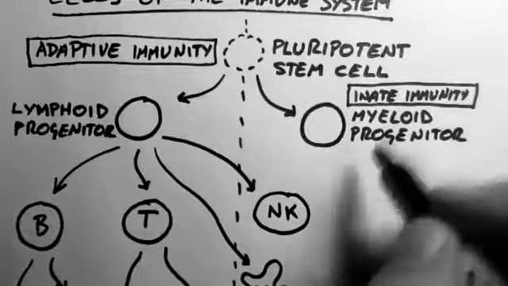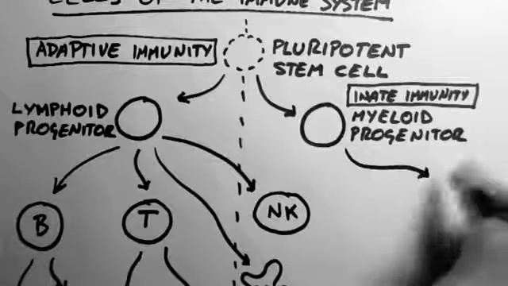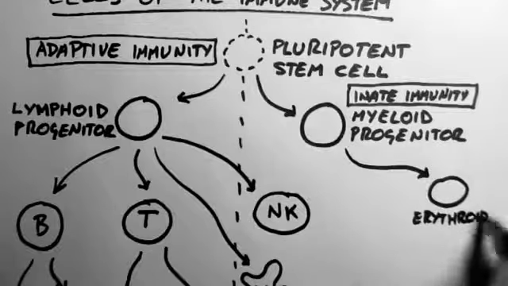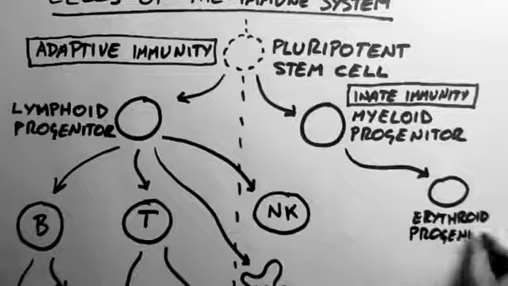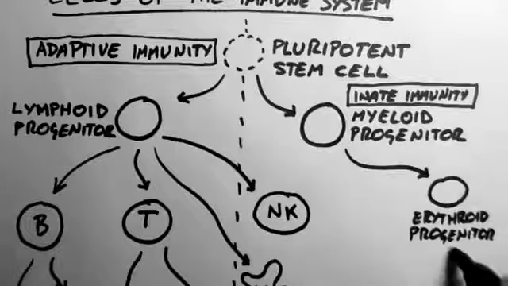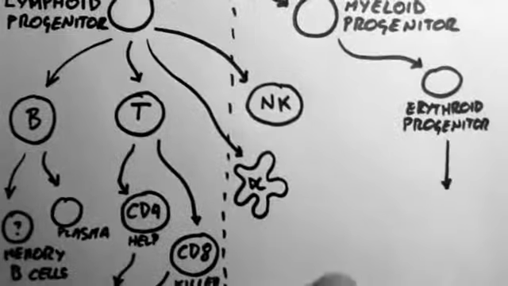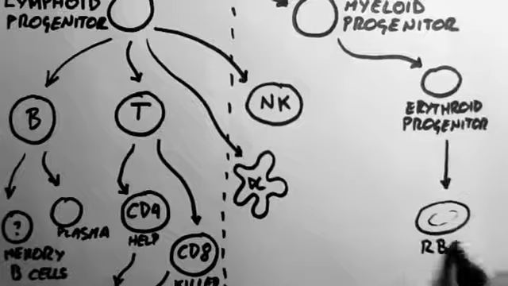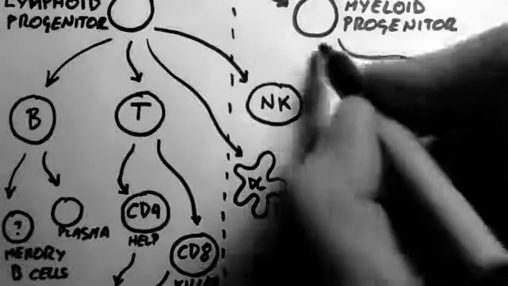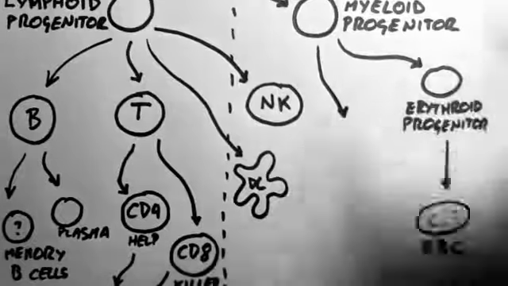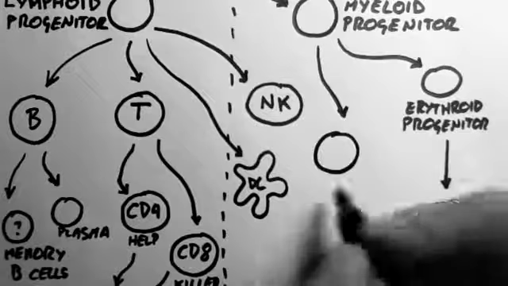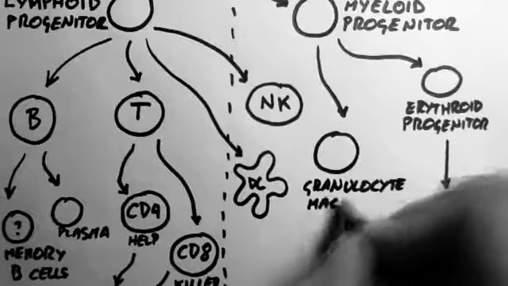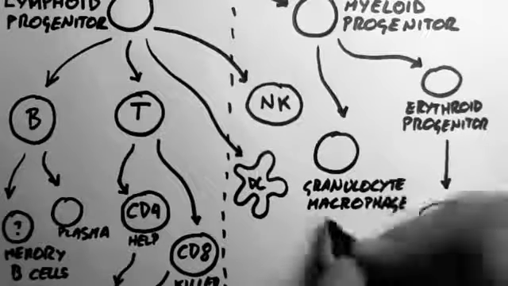First, let's get something out of the way that's got nothing to do with the immune system. The myeloid progenitor can give rise to the erythroid progenitor. Now, this gives rise to erythrocytes, also known as red blood cells. The other thing that this can give rise to is the granulocyte macrophage progenitor.